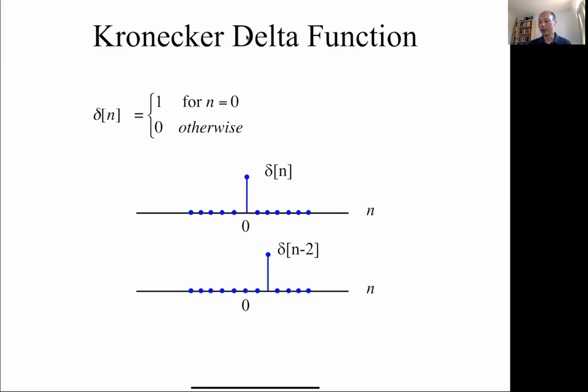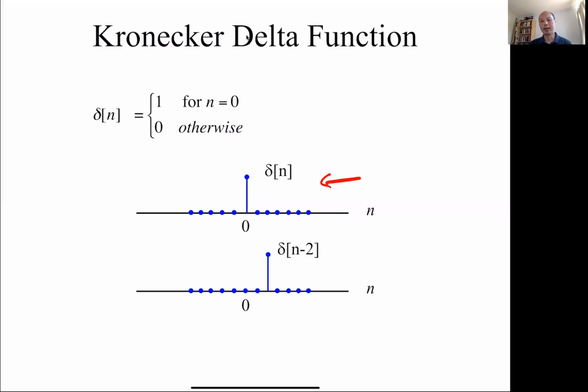We're going to start with what's called the Kronecker delta function, which is a much simpler delta function to deal with. The definition is shown here. It's very simple: delta of n is equal to 1 when n equals 0, and 0 otherwise. This here is a picture of the Kronecker delta function.